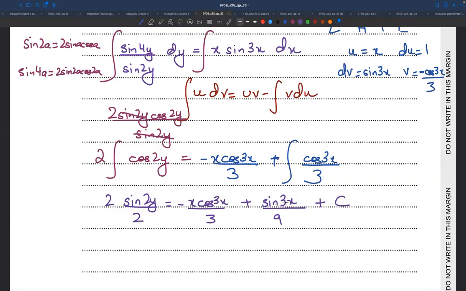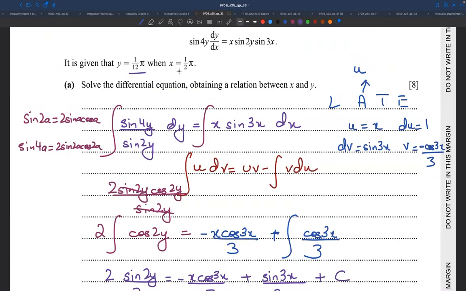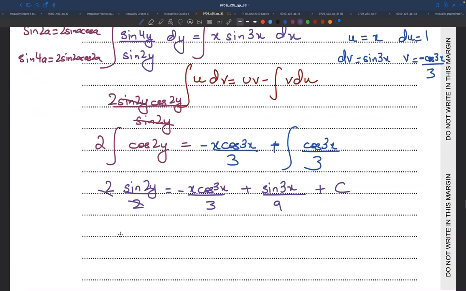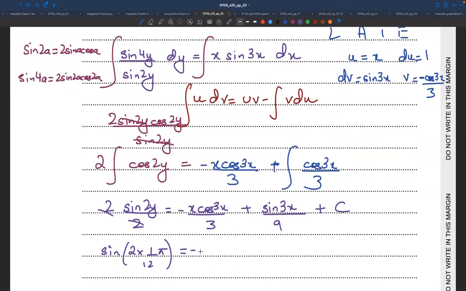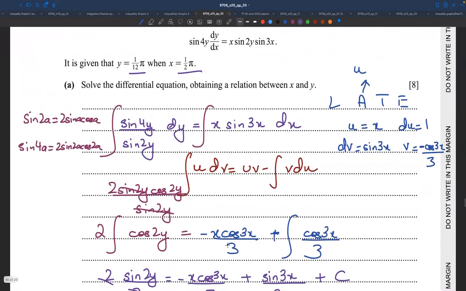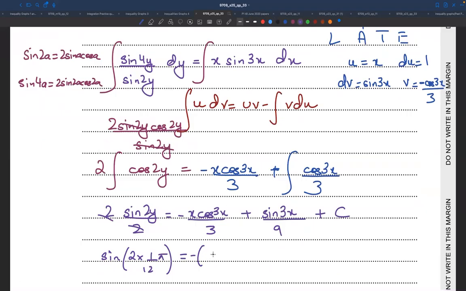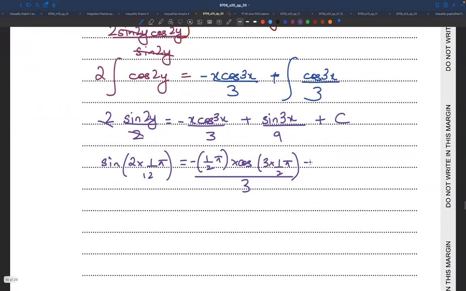Now to find the value of c, we have been given the initial conditions where y is 1 upon 12 pi and x is equal to 1 upon 2 pi. Cancel this over here. Sine of 2 times 1 upon 12 pi is equal to minus x, which is 1 upon 2 pi. And this minus is already over here, so be very careful. X is minus 1 upon 2 pi. No, plus 1 upon 2 pi, my bad. So x is positive 1 upon 2 pi into cos of 3 into 1 upon 2 pi divided by 3, plus sine of 3 into 1 upon 2 pi divided by 9 equals plus c. So this will become sine of pi upon 6, which is half if you put it in the calculator.